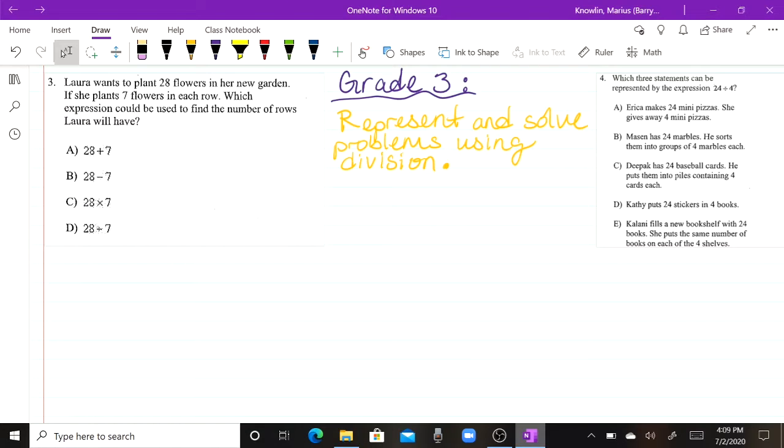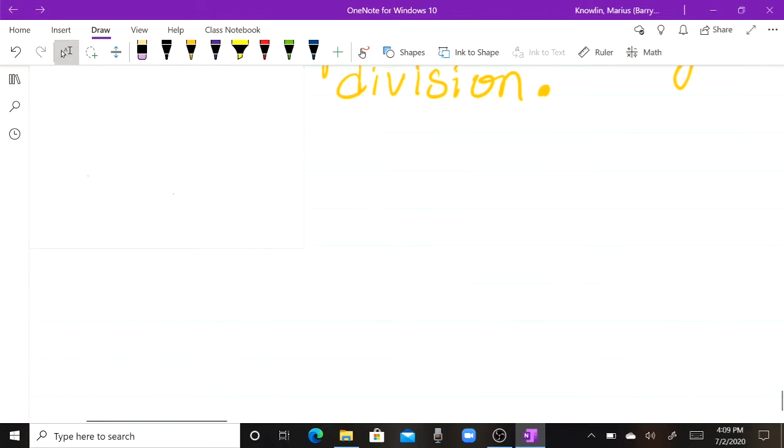For today's little mini lesson, we're going to be discussing how to represent and solve problems using division. Let's go ahead and jump into this first problem on the left over here.